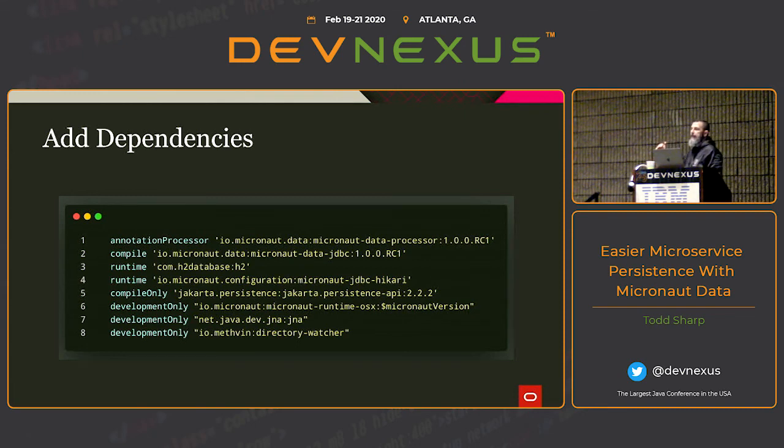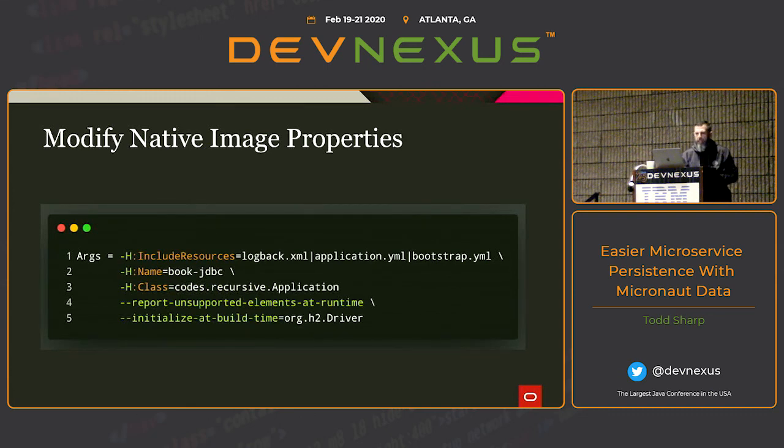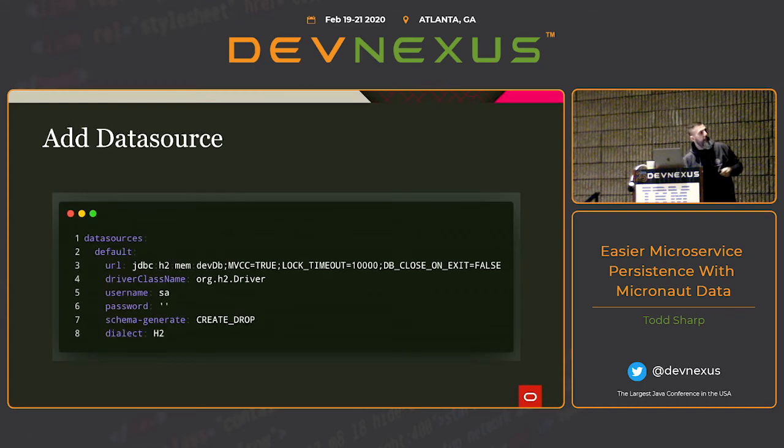I added JPA so that I could use the JPA annotations. You don't have to do that, but I like to because they're familiar to me. And since we're going to ultimately deploy this as a native image, I made some changes to my native image properties file, added lines 4 and 5 there because that's required by GraalVM to generate the native image. And the next thing I did ahead of time is add a data source in my application.yaml file with a URL, the driver name, username, password, your standard data source.